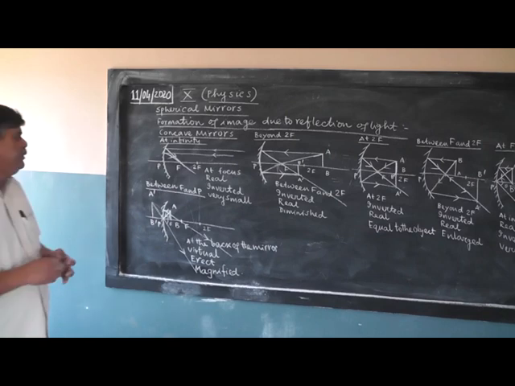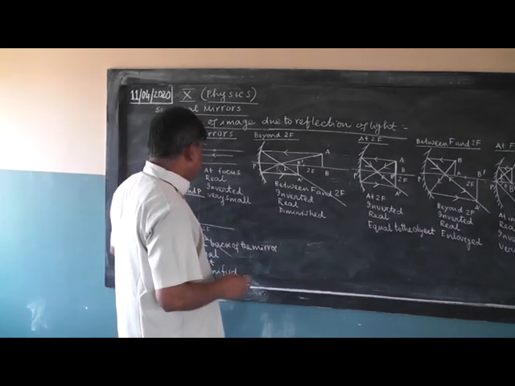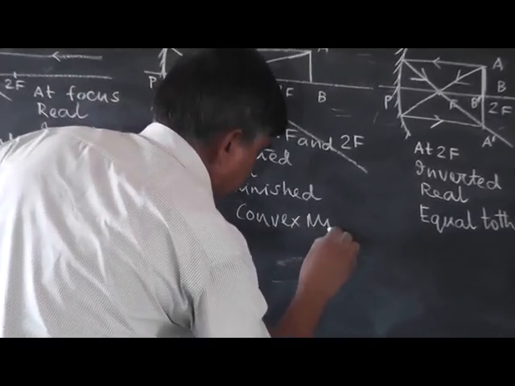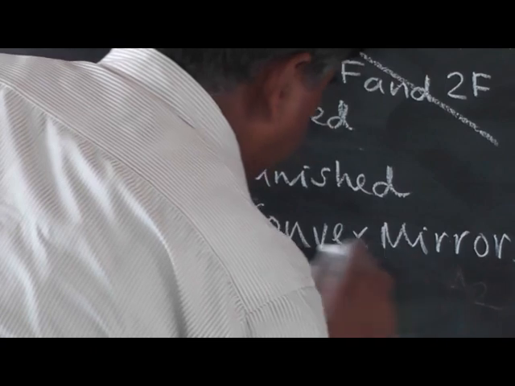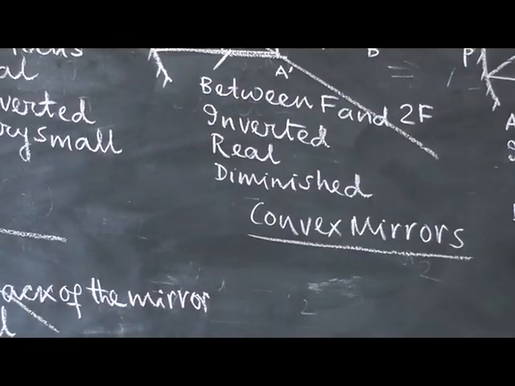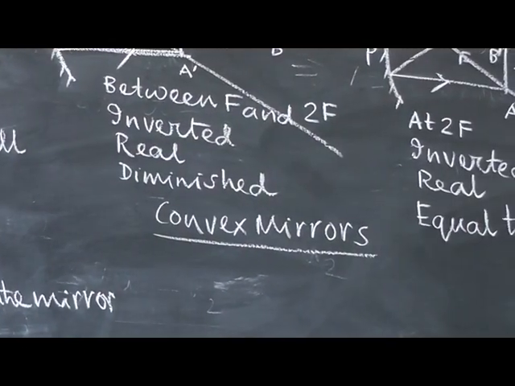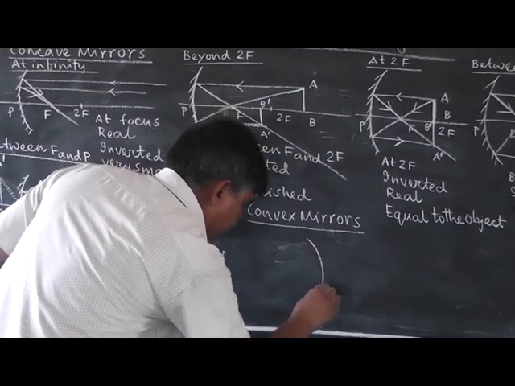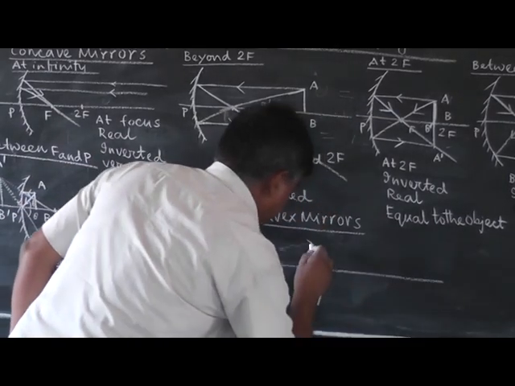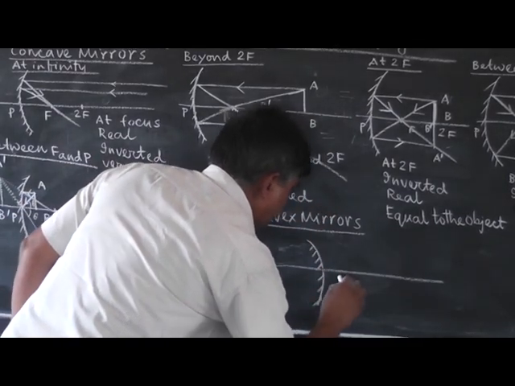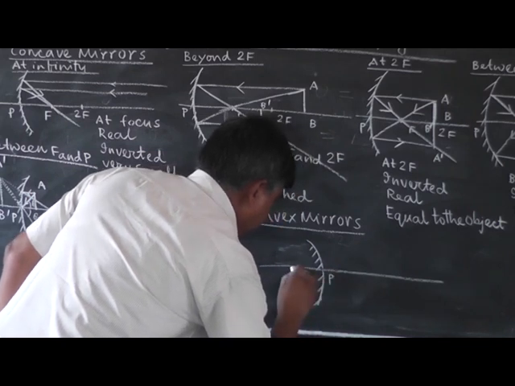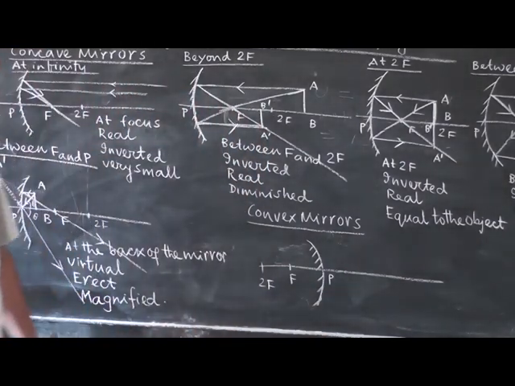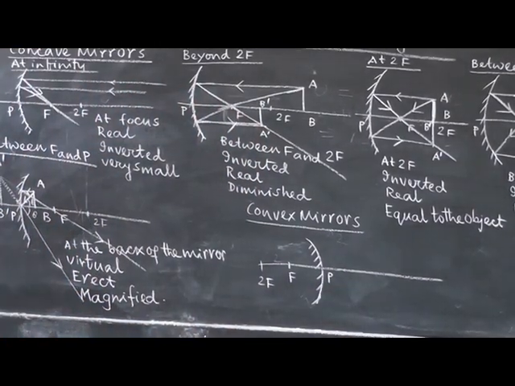Now, I will give you homework: you have to do the same thing for convex mirrors. You have to discuss the formation of images due to reflection of light from convex mirrors. You can do it in the same way, and you will draw the ray diagrams in this way. And the next day, I will see what your observations are.